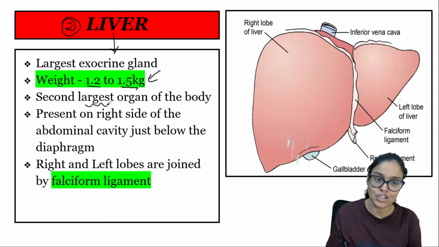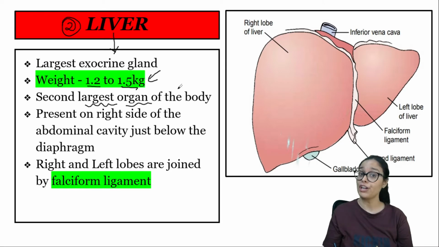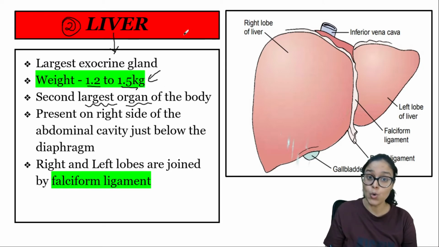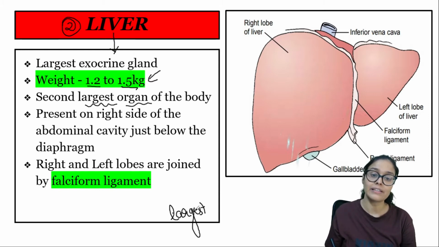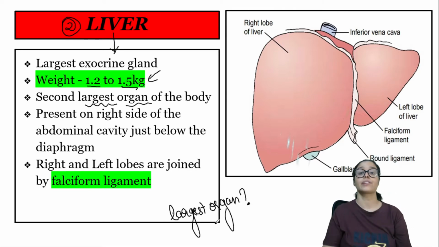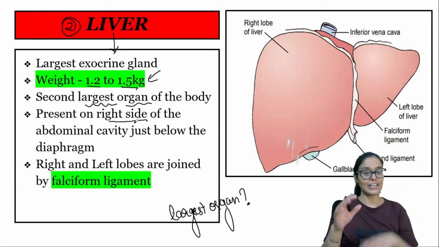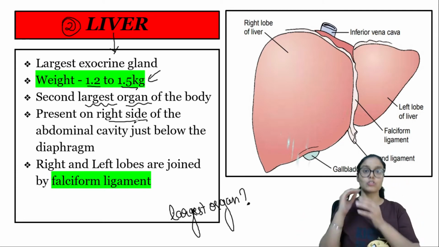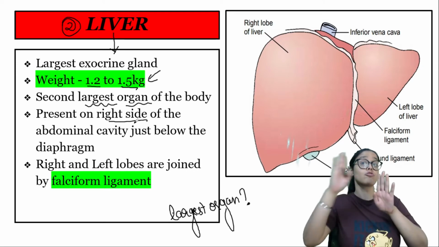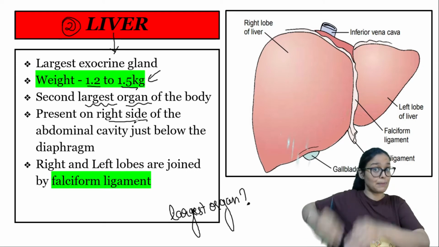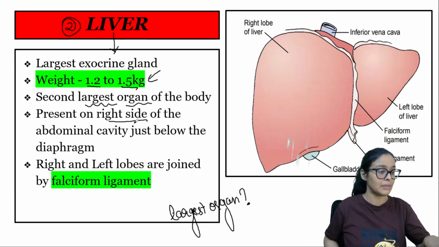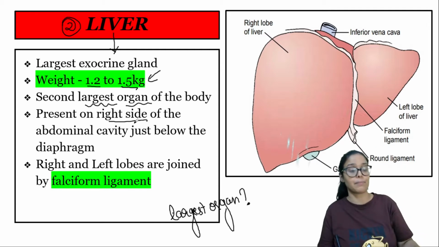And it is the second largest organ of the body. If it is the second largest, you will tell me which is the largest organ then. What is the largest organ? Write it down in the comment box. It is present on the right side of the abdominal cavity below the diaphragm. What is its location? Right side of the body, just below the lung, just below the diaphragm. That is its position, which you have to remember.